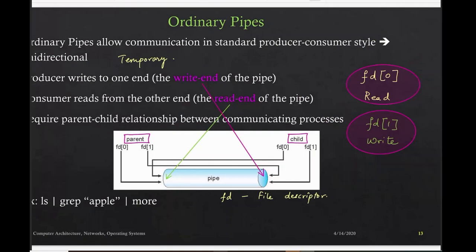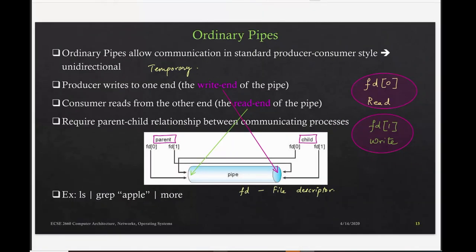Now, how does a parent send a message to the child? Well, you have to write the message. What is the parent going to use? The parent is going to use FD1 to write the message to the pipe, and then the child is going to use FD0 to read the message from the other end. So that's how the communication is going to occur between parent and child.